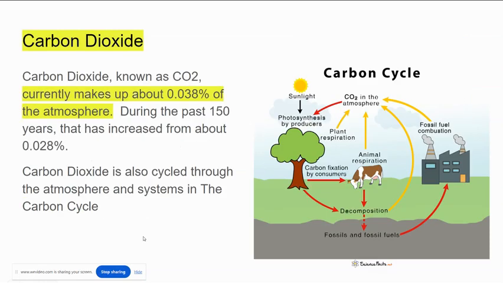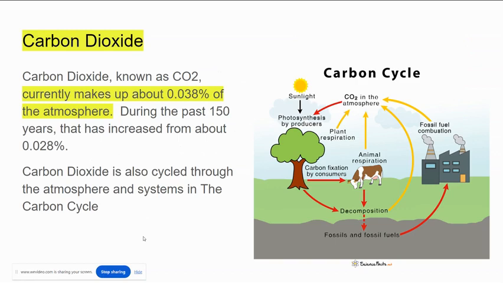The next variable is carbon dioxide. We've heard this in the news quite a bit. Carbon dioxide currently makes up about 0.038%, so a very small amount of our atmosphere. During the past 150 years, it has increased. It used to be about 0.028%. So over the past 150 years, the level of carbon dioxide in the atmosphere has gone up.